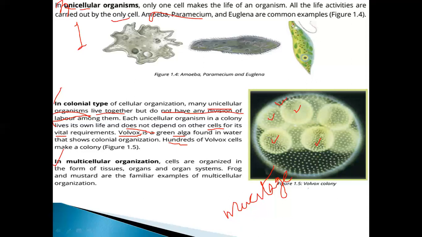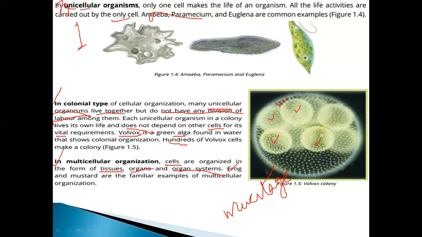Number three, the third group, is multicellular organization. In multicellular organisms, cells are organized in the form of tissues, as we have seen in the levels of organization: the first one is the cell, the basic unit. Before that we have the subatomic, atomic, molecular, and organelle levels. But the cell is the basic unit of the structure of a living organism. So cells are organized in tissues, tissues are organized in organs, organs are organized in organ systems, and organ systems form a body.